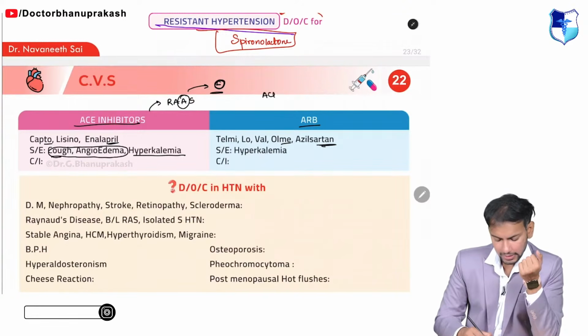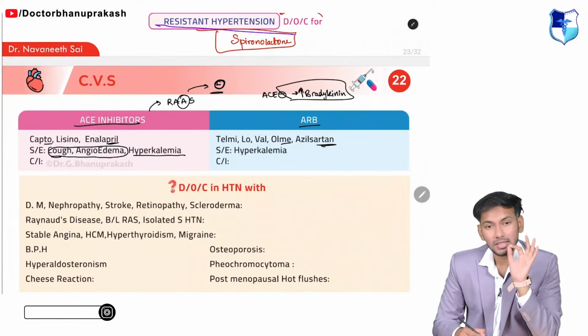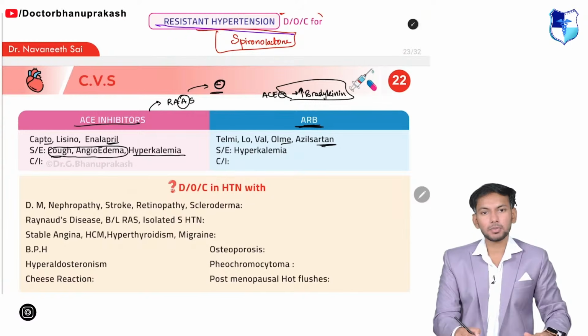Because when you're blocking the ACE enzyme, bradykinin will increase, and this bradykinin will cause cough and angioedema. So if you don't want this dry cough and angioedema, you're going to use ARBs. Did you understand this? Yes.